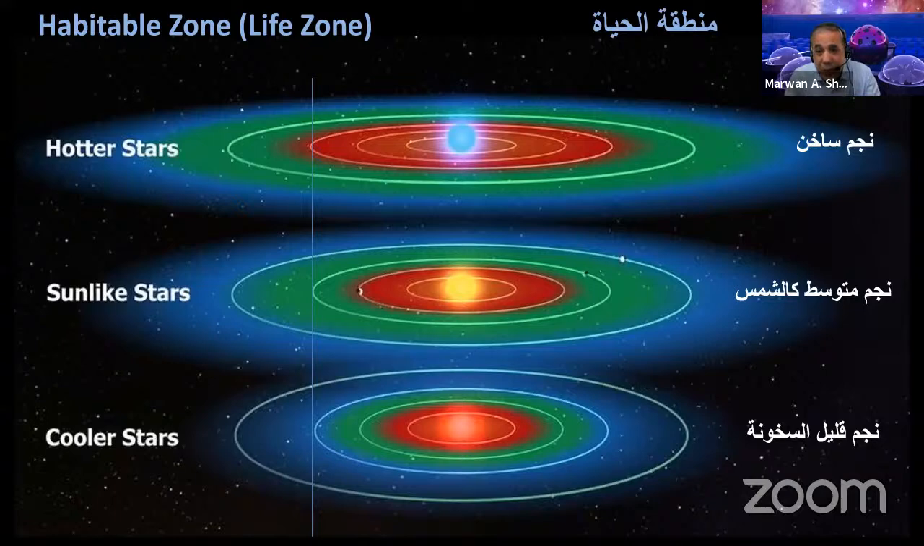When we say a planet, exomoon, or exoplanet is in the habitable area, it does not mean it has the same distance from its star that the Earth has from the sun. We talk about its parent star and how hot the parent star is.